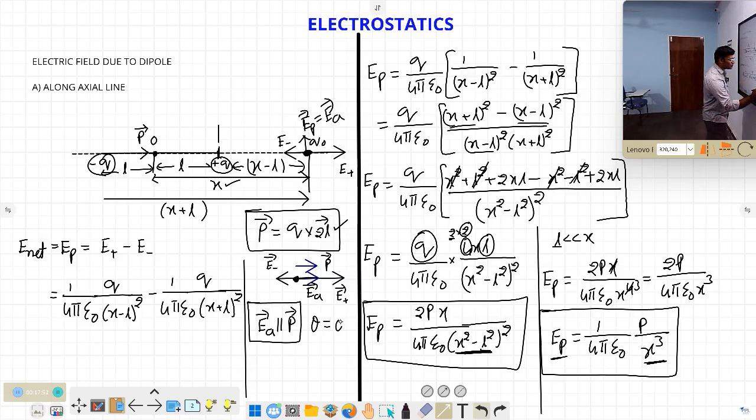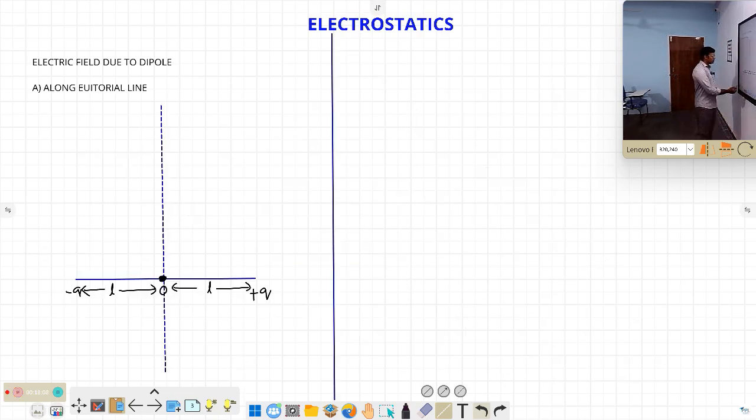That is, theta is equal to 0 degrees in the case of the axial field. So the electric field due to a dipole along the axial line is parallel to the dipole moment. It is always in the direction of the dipole moment only. That is an important point you must remember.